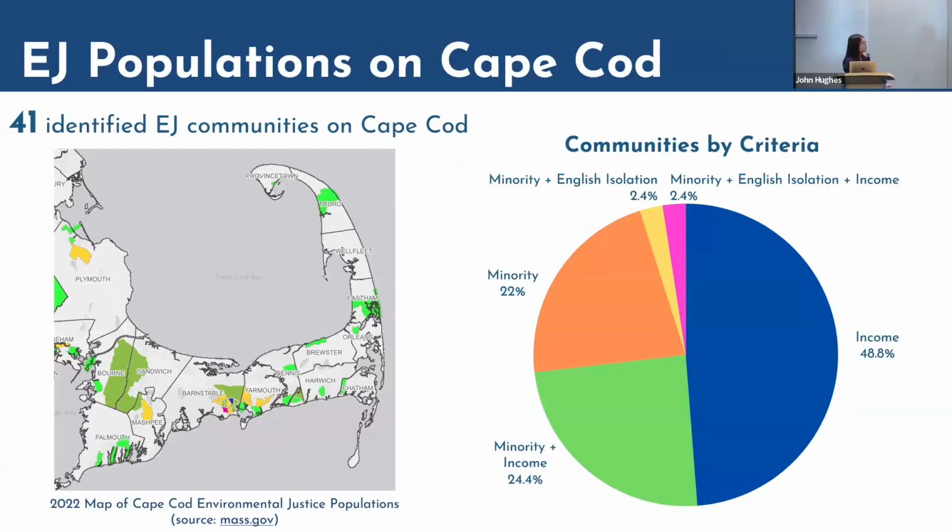There's 54, but there's 41 on Cape Cod. And so these communities are highlighted here on the map. This is from the Office of Environmental Justice and Equity's mapping tool. And so 48.8% of the environmental justice populations on Cape Cod have met the criteria based on their income level. And then the other, about 50% match it for either minority or minority and income combined.